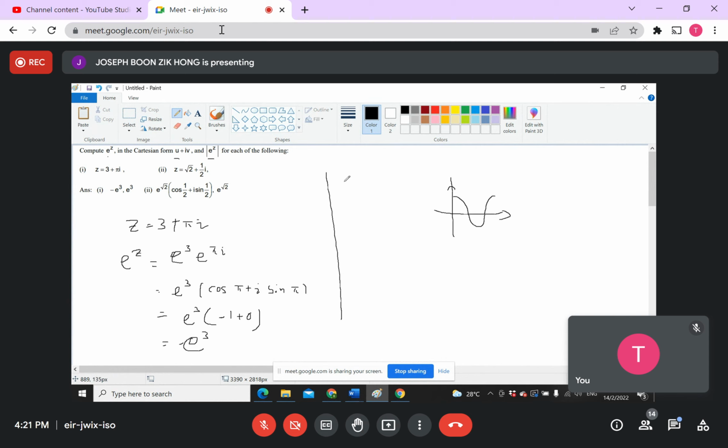And if you want to find the modulus of e^z, that means it will be the modulus of negative e^3. That means your answer will be e^3. Okay. And then I will leave 2-2 to you. 2-2 will be almost the same as 2-1, so I don't want to do it. Okay. So is it okay if I proceed again?